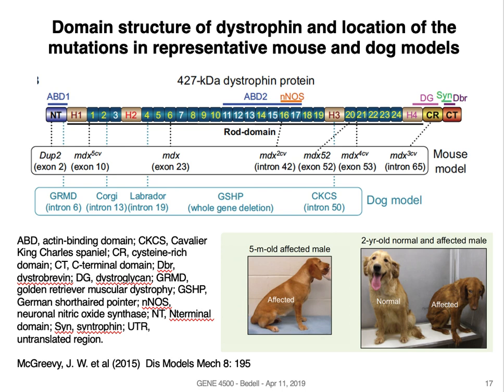Dogs, in terms of comparison to the human phenotype, are a really good model in terms of the age. They start showing symptoms when they're young, but by the time they're 2 years old, you know, a young adult, they're pretty bad off.